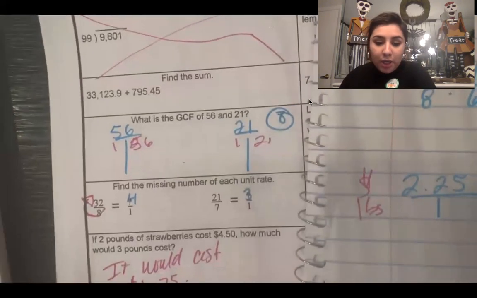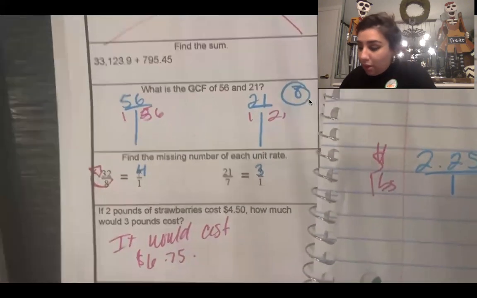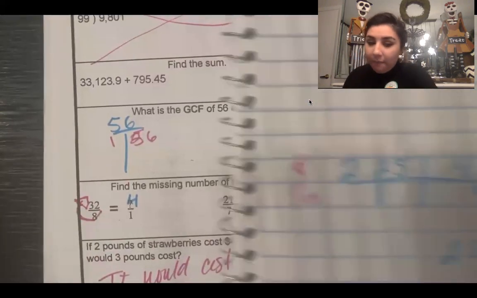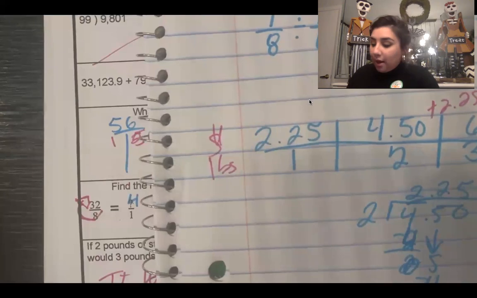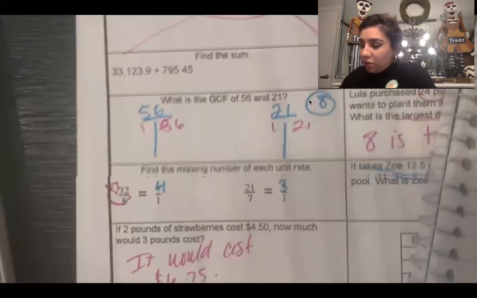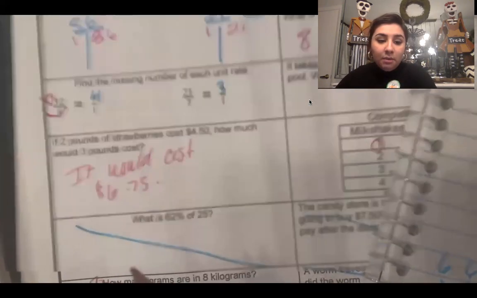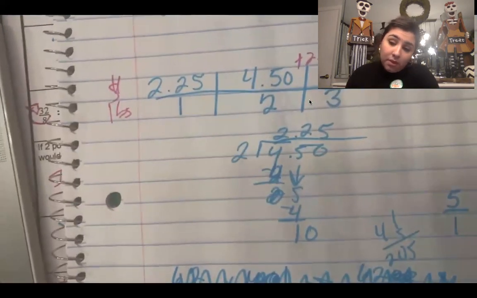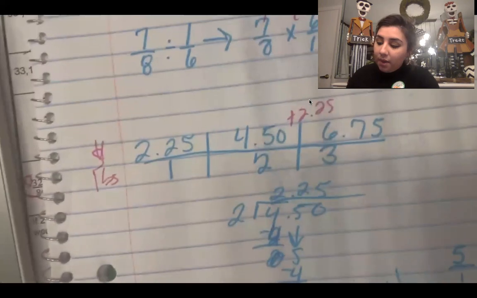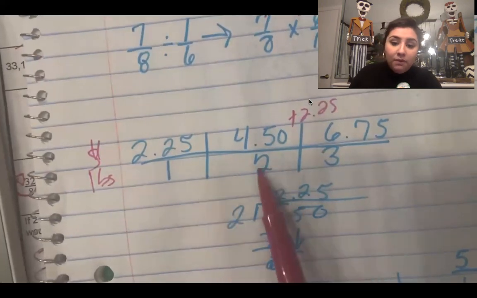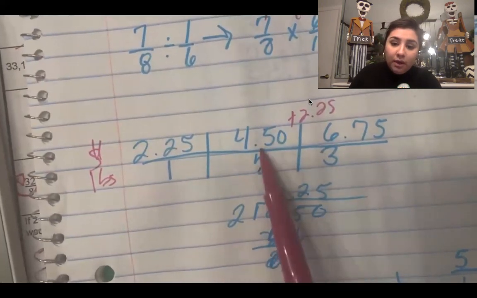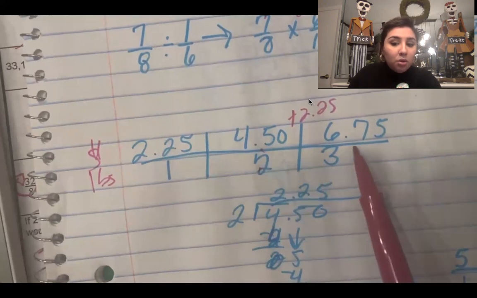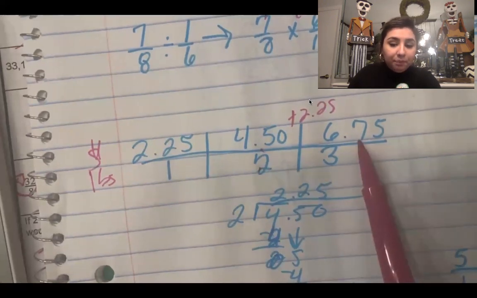And we're gonna skip. Oh, we're not gonna skip strawberries, sorry. We're gonna skip the one after strawberries. If 2 pounds of strawberries are $4.50, how much would 3 pounds cost? Well, you can probably do this mental math, but I went ahead and set this up. It gave us 2 pounds for $4.50, and it wants to know how much 3 pounds are gonna cost.